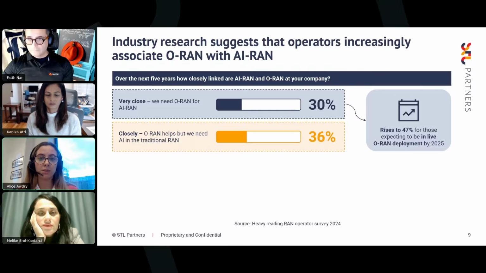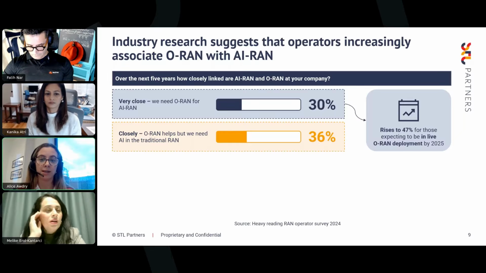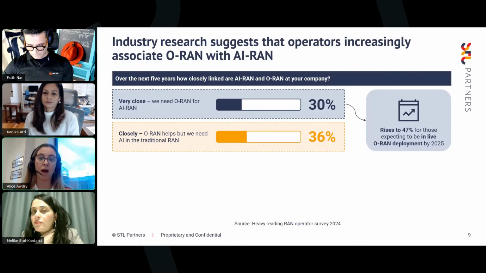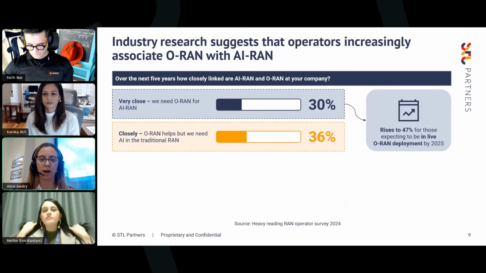The largest respondent group, sitting at 36%, expect O-RAN and AI RAN to be closely linked. So they still see a strong role for O-RAN, but they also expect AI to be applied in more traditional architectures. So in practice, this might mean using O-RAN principles for new greenfield or high-value sites, while also adding AI-driven optimization to existing RAN infrastructure.